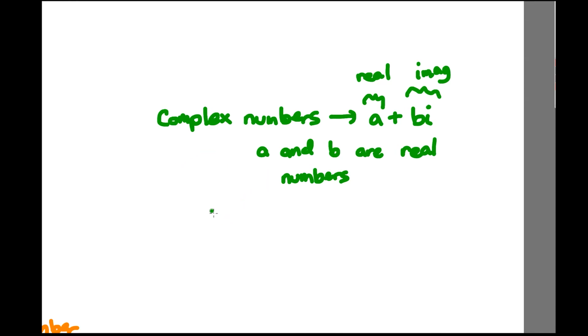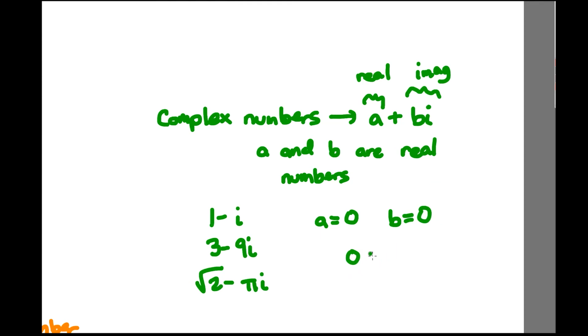So an example of this would be something like 1 minus i. Okay, it's got a real number component and an imaginary component. Another good example is 3 minus 9i, or you can even go irrational with this, the square root of 2 minus pi i. Now, a and b are any real number, including 0. So if a was equal to 0 and b was equal to 0, then you would end up having 0 plus 0i, which, 0 times anything is 0. Okay, believe it or not, this is still a complex number, even though you might be thinking, wait, there's no imaginary number part. There actually is, it's just multiplied by 0.